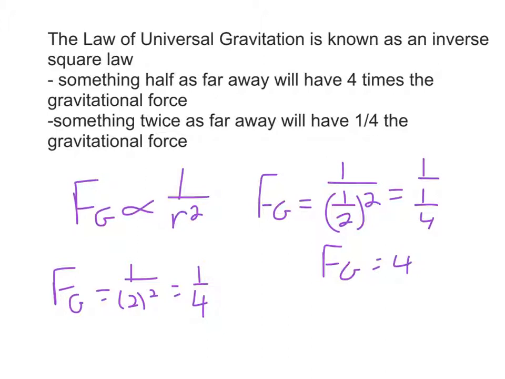It's not just inverse. The more mass something has, the more gravitational force it's going to have. You're a lot more attracted to the Earth than you are to the person sitting next to you, because the Earth is a lot more massive than whoever's next to you. So that's why force and mass are directly proportional. Force and distance are inversely proportional.